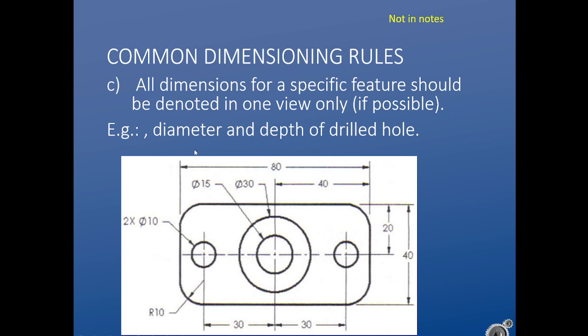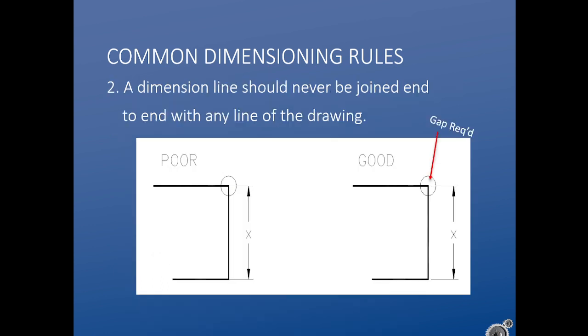All dimensions for a specific feature should be, if possible, denoted in the same view. So if we're looking at this part, we've got these two concentric circles. Well, what's going on? They can't both be holes. That doesn't make sense. So what we have is a hole in the center and a counterbore around the outside. If we add a little depth arrow, 10, this now tells me that this outer circle is diameter 30, depth 10. And now just looking at that one view, I know both things about that feature. Dimension lines should never be joined to the end of any line of the drawing.